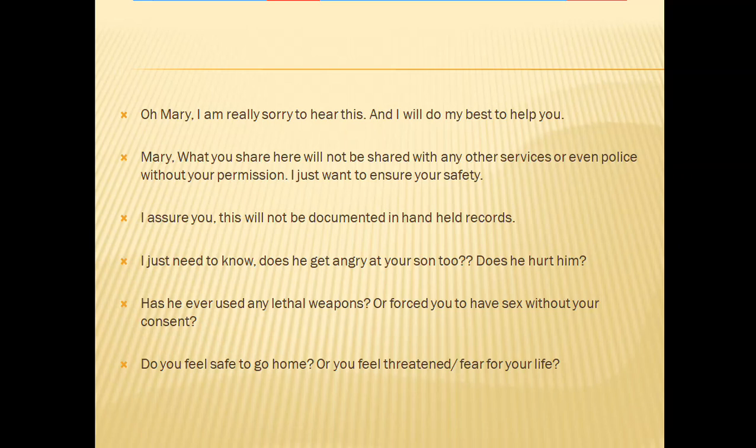I just need to know, does he get angry at your son too? Does he hurt him? And has he ever used any lethal weapon or forced you to have sex without consent? And Mary, do you feel safe to go home right now? Do you feel threatened or fear for your life?